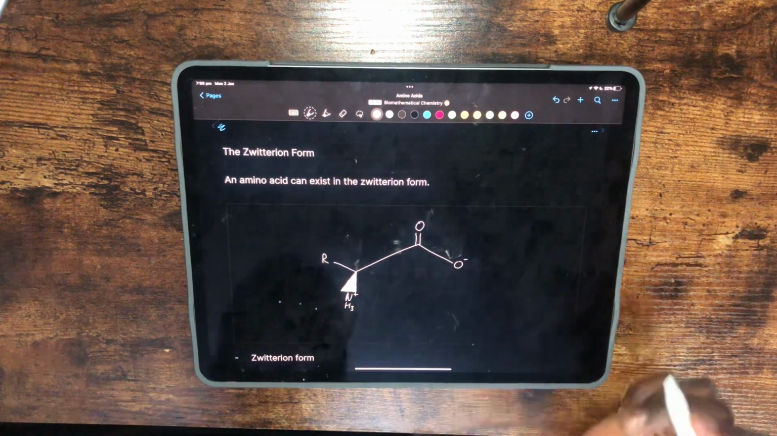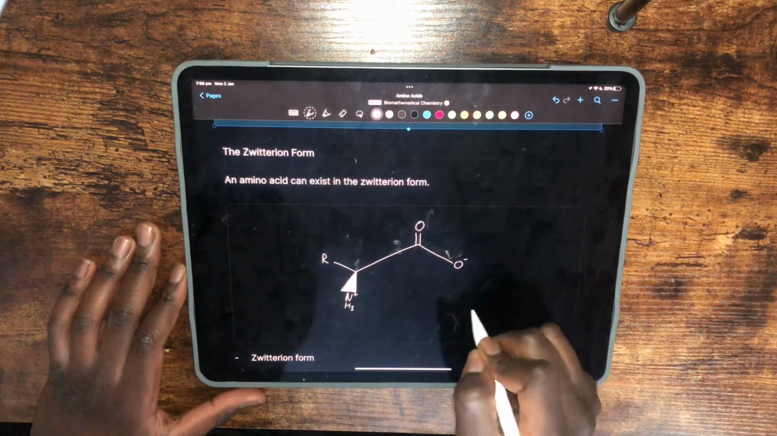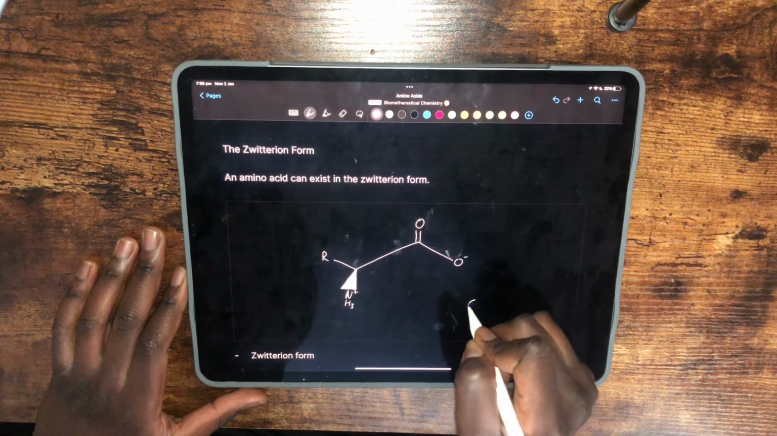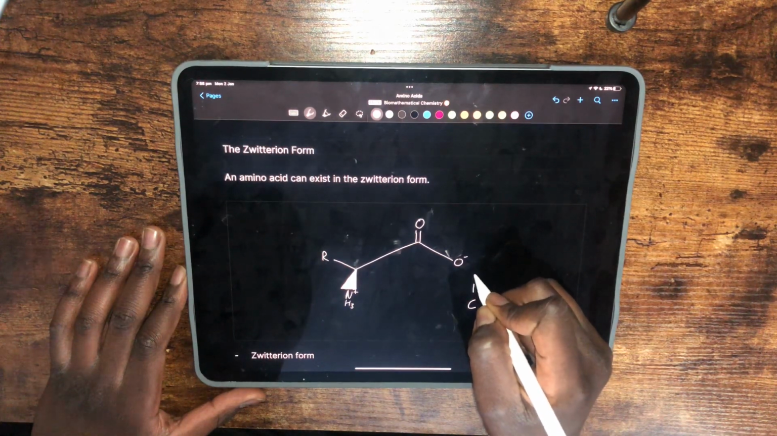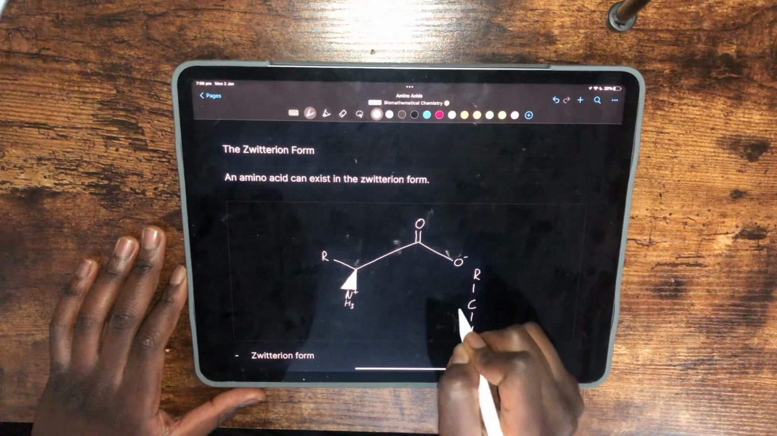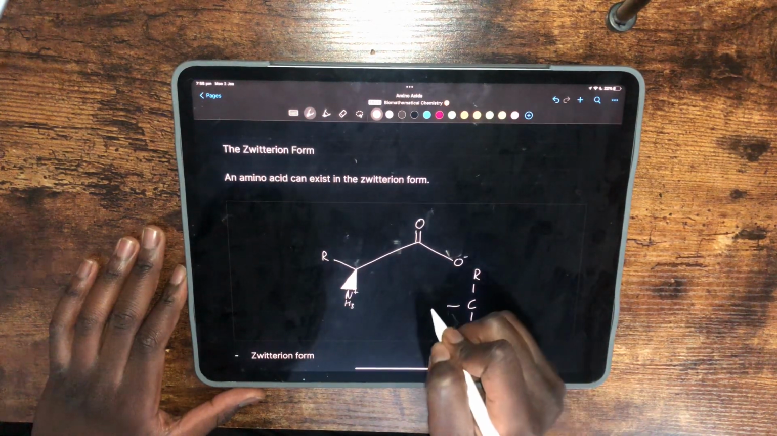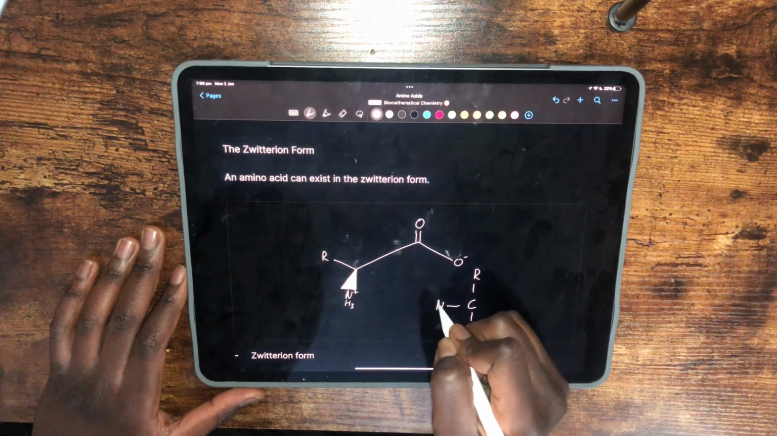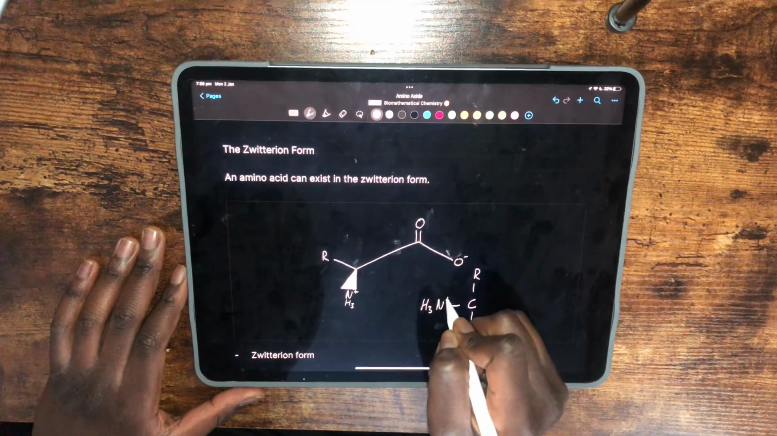I probably should have shown it in a different example. I'll show you like this, because skeletal formula can be a bit confusing for some people. I like seeing things in the structural formula, because it makes it a lot easier to get to grips with. Drawing it like this makes it easier. NH3 plus.